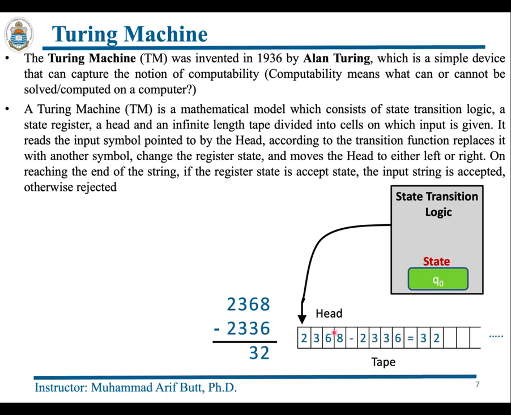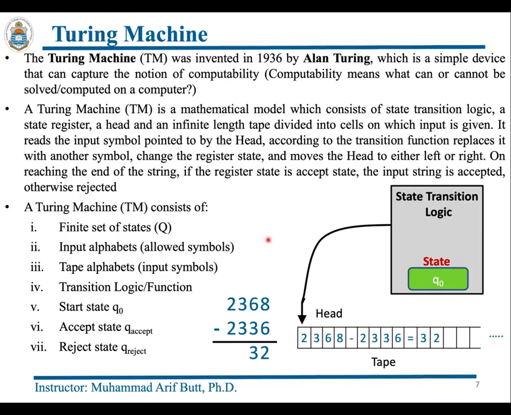It reads the input symbol pointed to by the head according to the transition function, replaces this symbol with another symbol, changes the register state, and moves this head to either left or right. On reaching the end of the string, if the register state is the accept state, the input string is accepted, otherwise it is rejected.